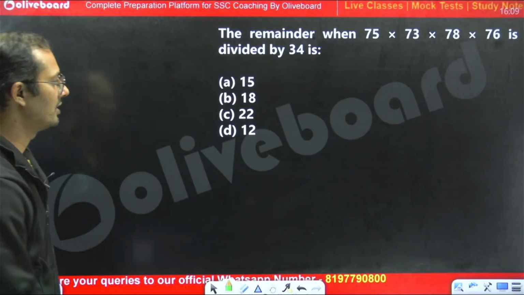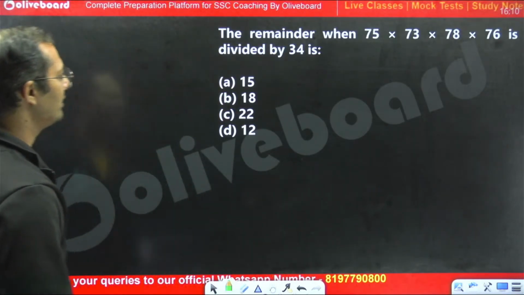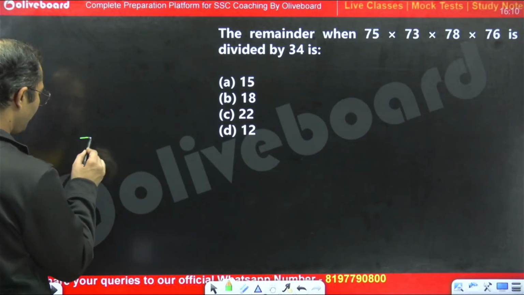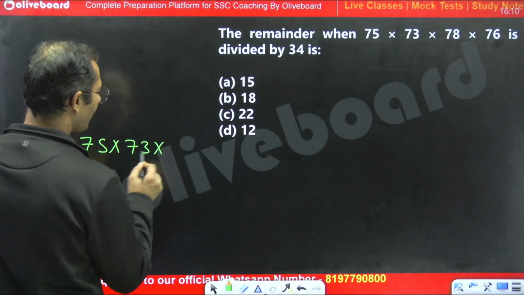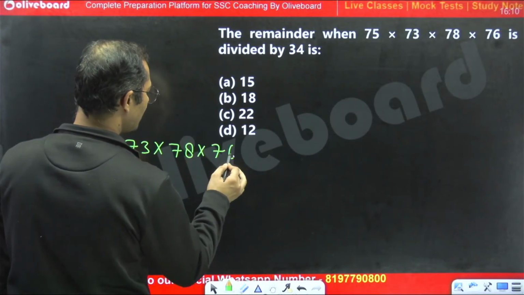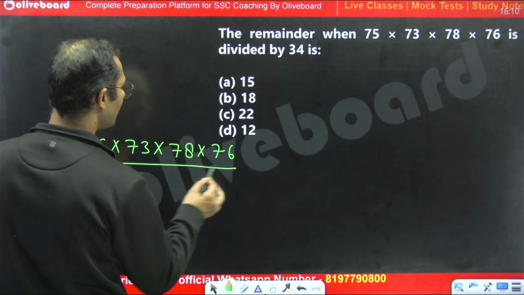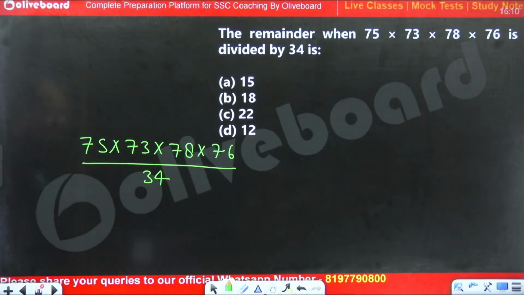Perfect. Now tell me the answer of this question. The remainder when 75 into 73 into 78 into 76 is divided by 34. So just tell me the remainder.